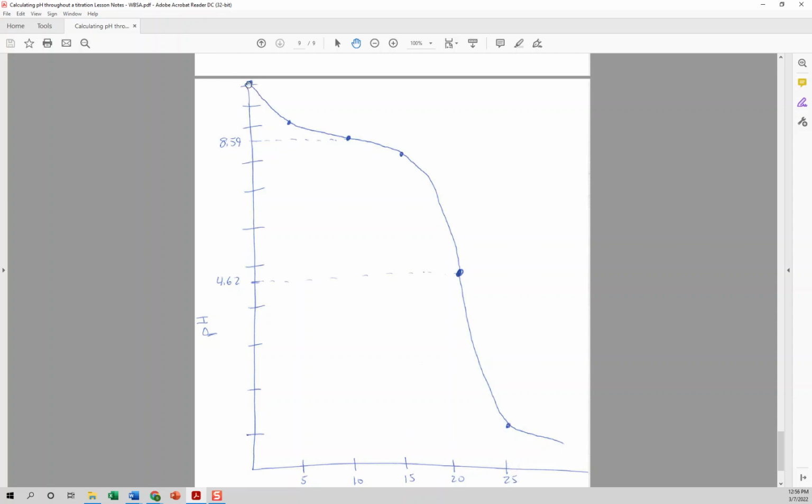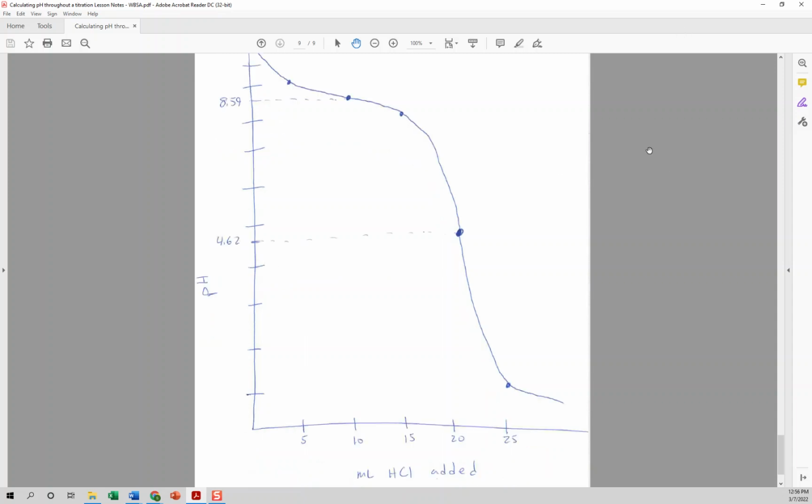And notice we get that initial jump towards the pKa, because remember, a buffer solution hangs out close to the pKa. So that's why you always get that initial jump, and then we get our buffer region, and then we get our S-curve. Our point of inflection is going to be at 20 milliliters and 4.62 pH. And so that's what our pH curve looks like.